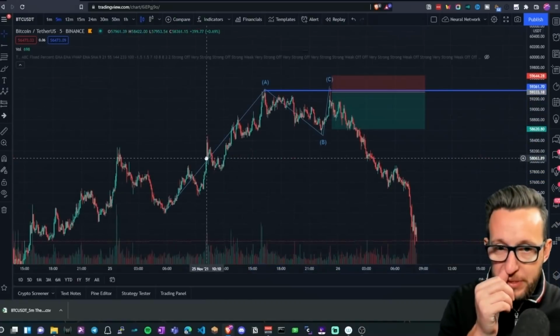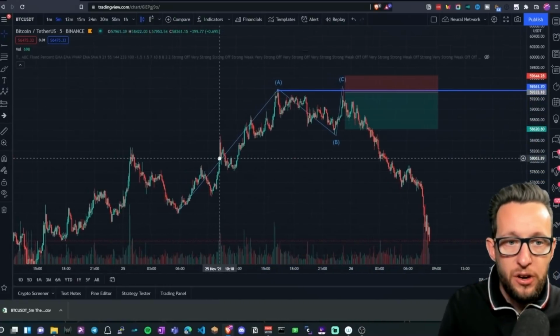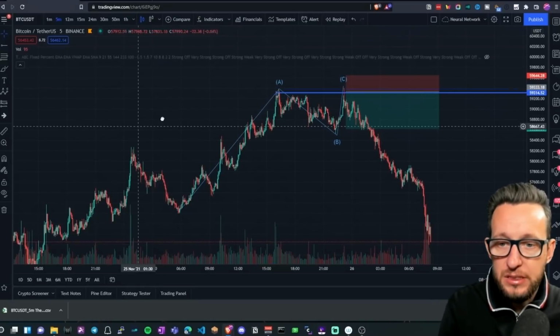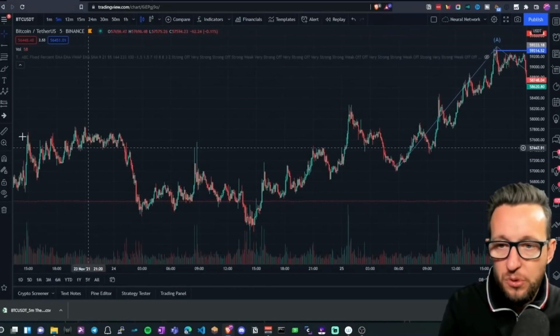As I said, that entry would have been a pretty hard entry to get hold of. There are other entries that, for instance, your A patterns could have been. Let's have a look through some more here.